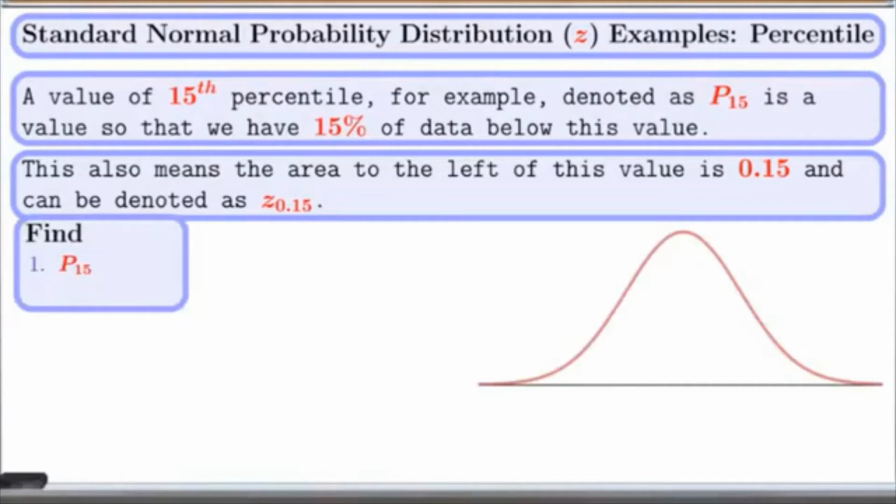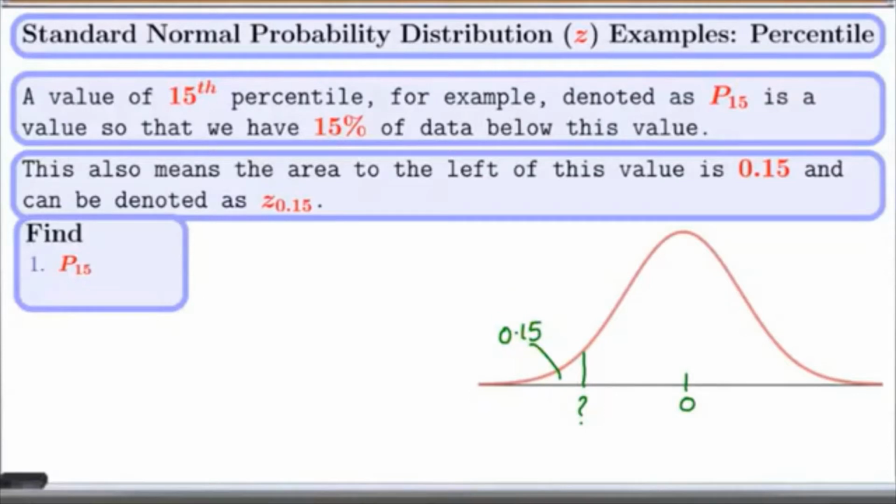Here, for this one, let's draw the situation first, and we have a bell curve right here. So we know 0 is in the middle. For P15, we are looking at value so that area to the left is 15% or 0.15. So basically, we are looking for this value, and we know this area here is 0.15. Now we are ready to use the table.